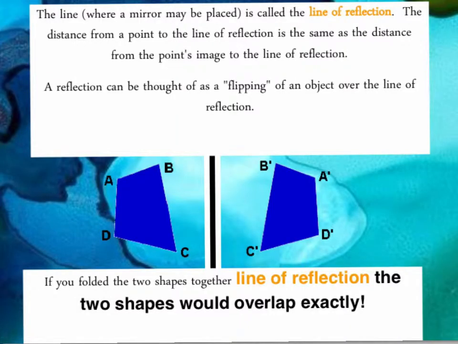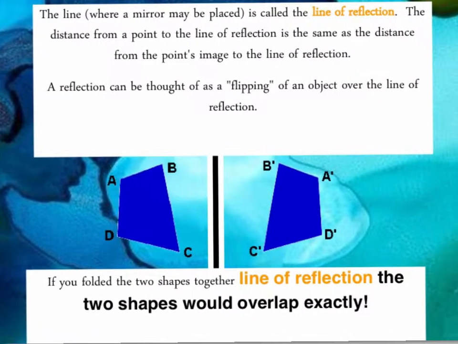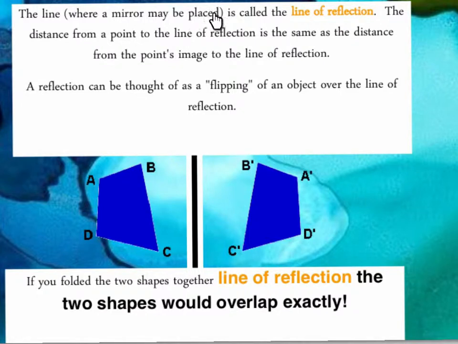Here is some more information for you. The line where a mirror can be placed is called the line of reflection. And the distance from a point to that line of reflection is the same as the distance from the point's image to the line of reflection. So point A is the same distance from this line of reflection as A prime. B is the same distance as B prime from this line of reflection. The same goes for C and C prime and D and D prime.